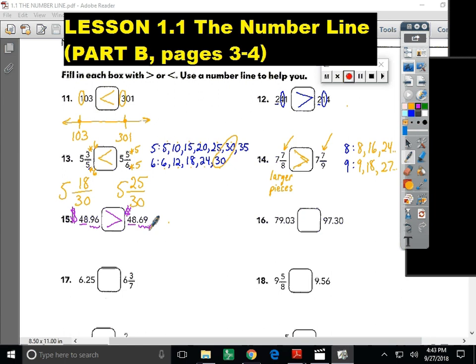Let's look at number 16. Now, I see the same numbers. I see a 7, 9, 0, and a 3, and a 9, a 7, a 3, and a 0. But there's a difference happening here. If you just dig into the whole numbers for a quick minute, these already are set up to the same place value, and they already look like money. Would you rather have $79 or $97, regardless of how much change is behind it? My guess is you would know that 97 whole dollars is bigger than 79. So if we were to read this, we'd say 79 and 3 hundredths is less than 97 and 30 hundredths.